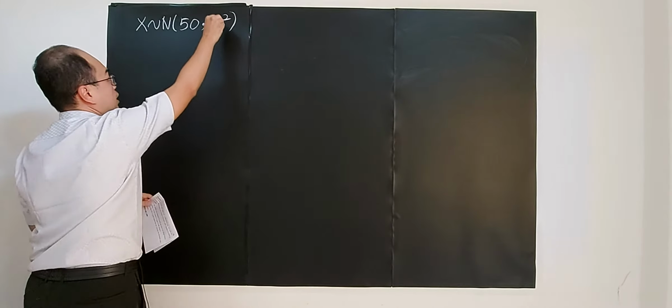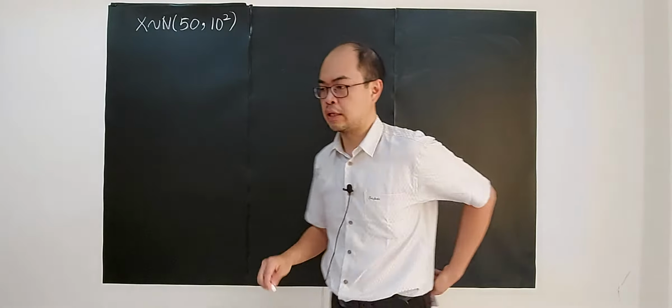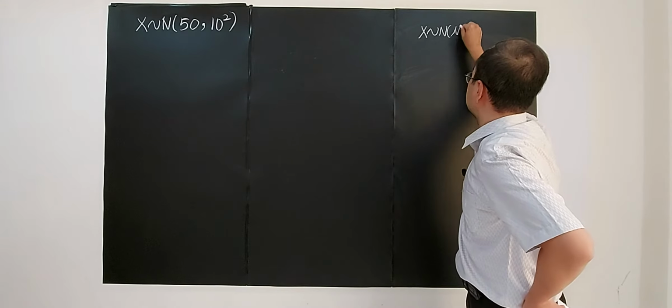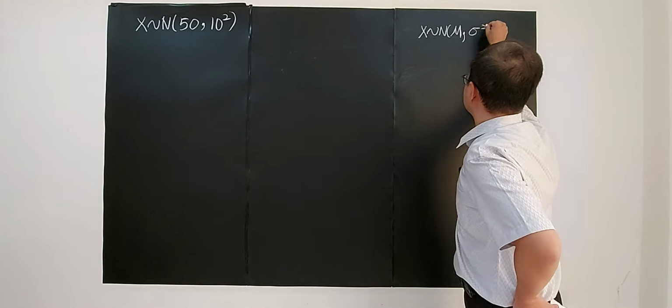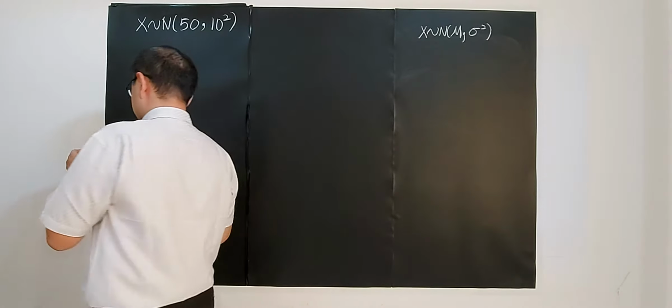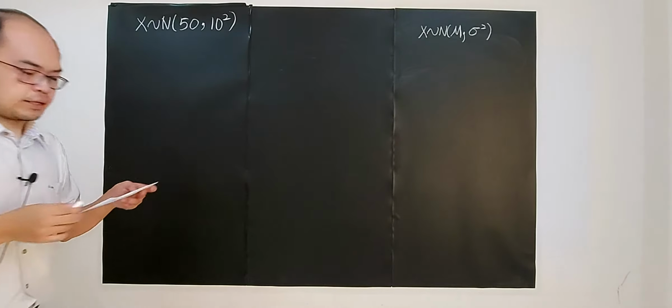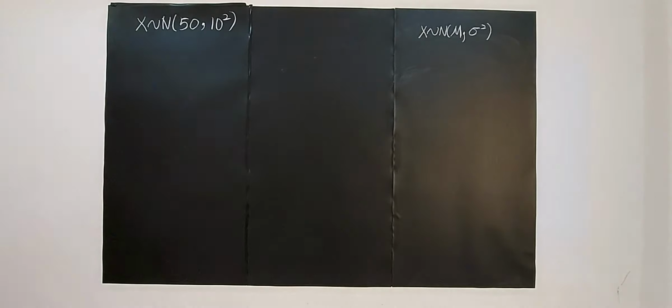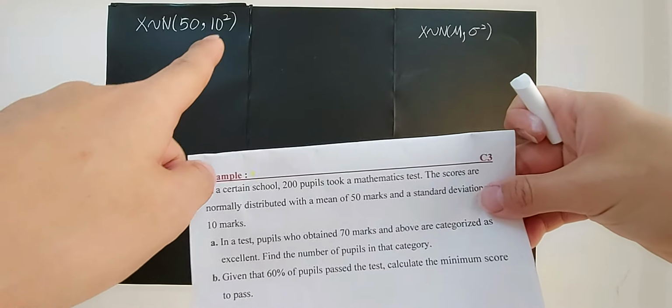Standard deviation squared is the variance, right? As you know, a normal distribution has to be written in the form of mean and variance. This is the format. So standard deviation squared will be your variance. So I have already defined the distribution: mean 50, standard deviation 10, variance 100, right?